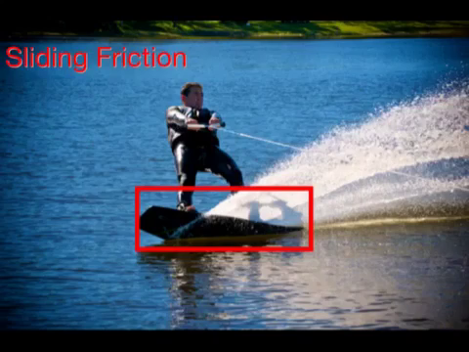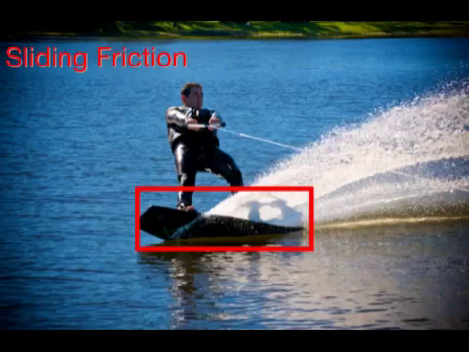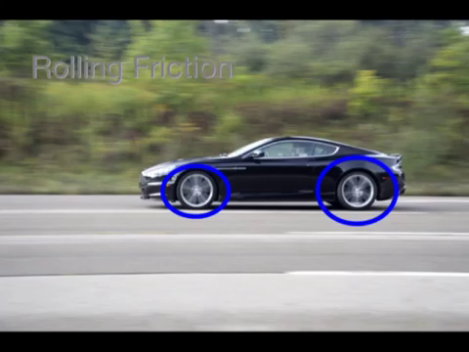And this is an example of helpful sliding friction because if the wakeboarder hadn't had sliding friction in this case, he wouldn't be sliding around and doing tricks and jumping and doing all of these crazy stunts. And yeah, this is an example of helpful sliding friction.